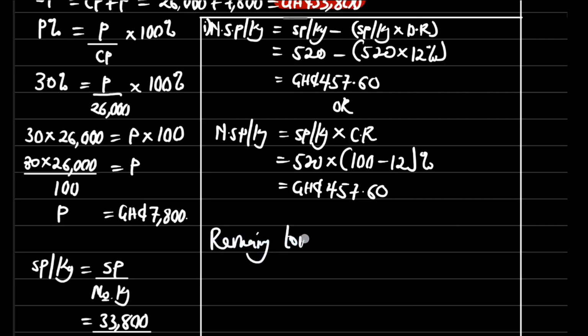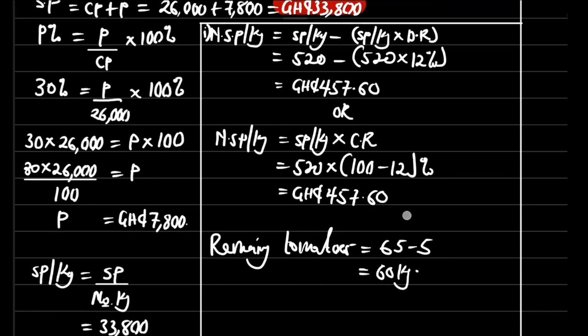So remaining tomatoes is equal to 65 minus 5, because we threw away 5 as bad. So we're going to get the remaining as 60 kg of tomatoes. Once we have that, we can go along to find the total selling price of the remaining tomatoes of 60 kg.